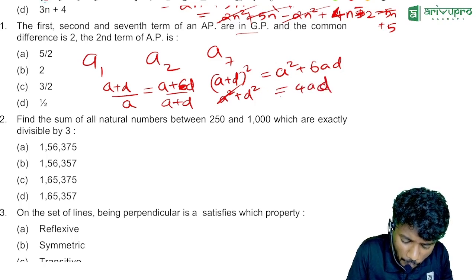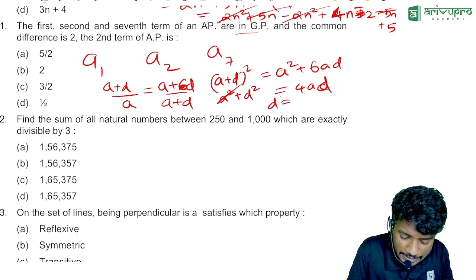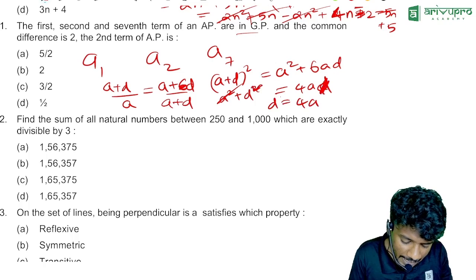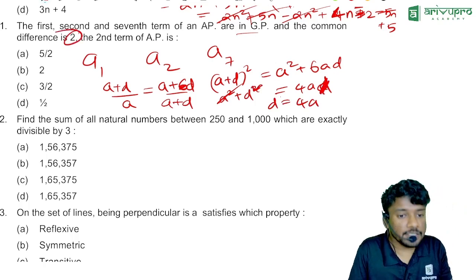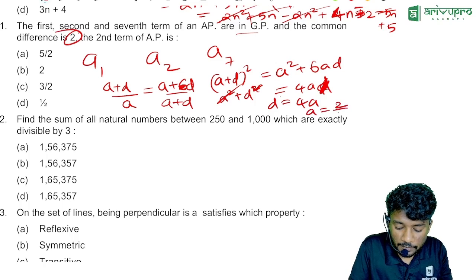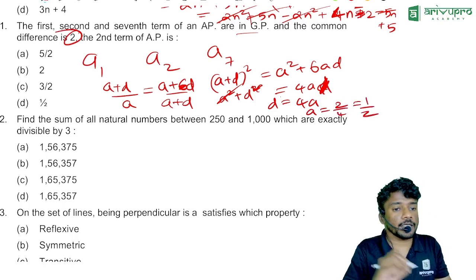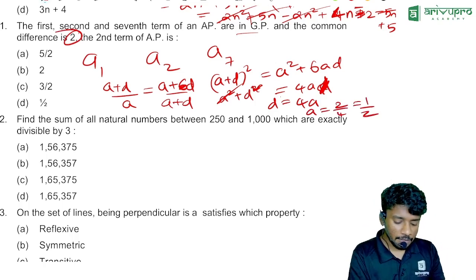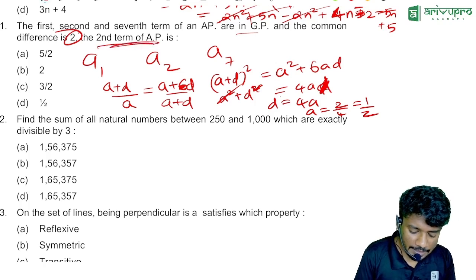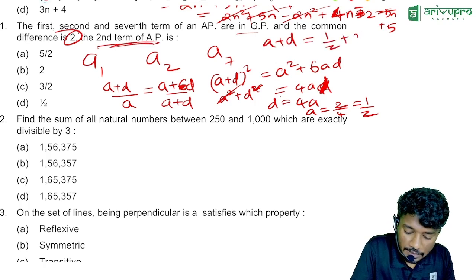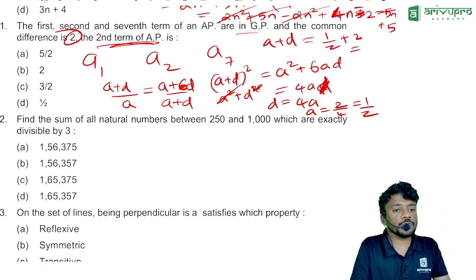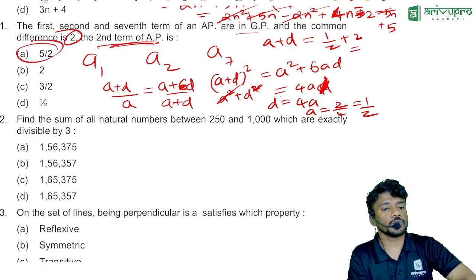Then D is equal to how much? D and D will get cancelled off, right? D is equal to 4A. Then the common difference is given, so A is how much? A is equal to 2 by 4, which is equal to 1 by 2. We got A, but what are they asking? Second term. What is our second term? A plus D, where A is 1 by 2 plus D is 2. 1 by 2 plus 2 is 5 by 2.